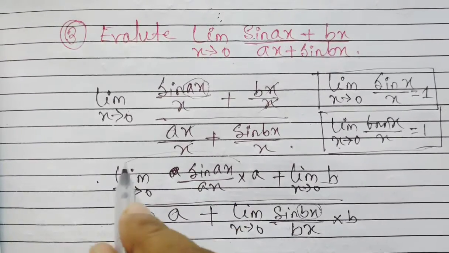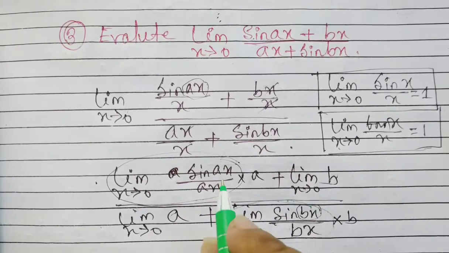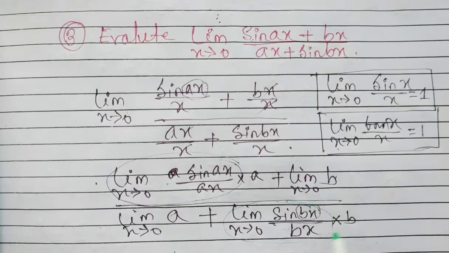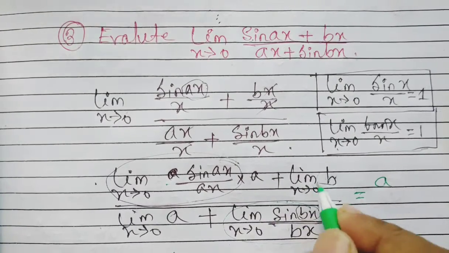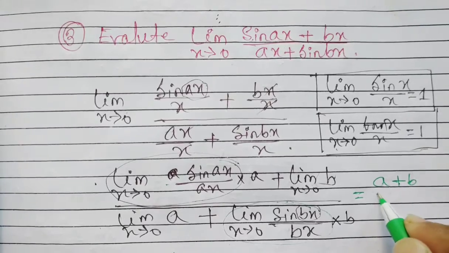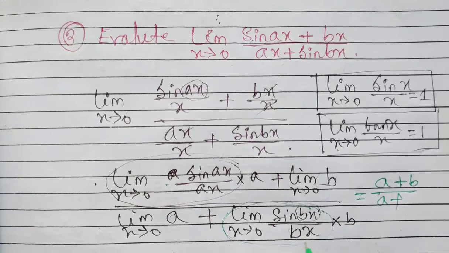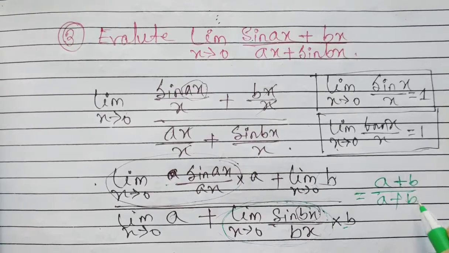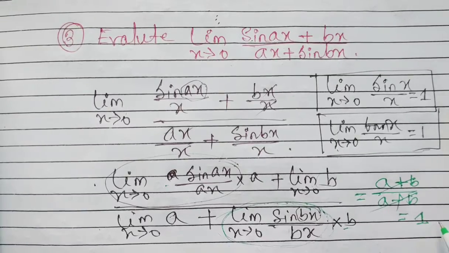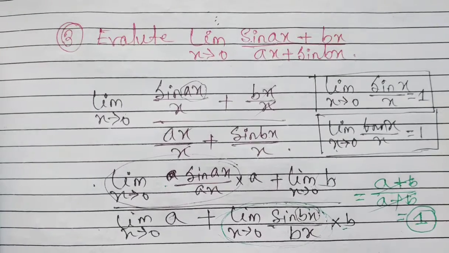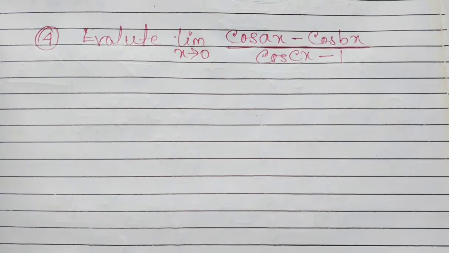This function is 1, this function is 1, so we write here only a, and b is a constant term, so write b, and in the denominator a, and this function is 1 so write b. So a plus b cancels out, and our answer will be only 1. This is our answer. Understood everyone? Now try to solve question number 4.